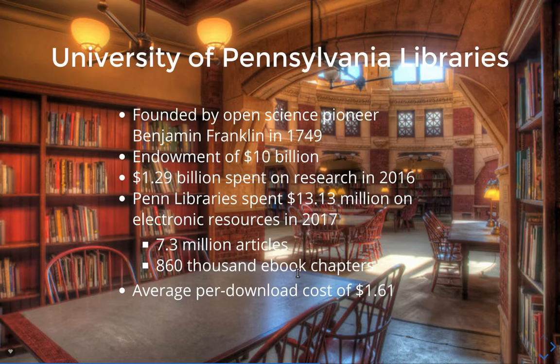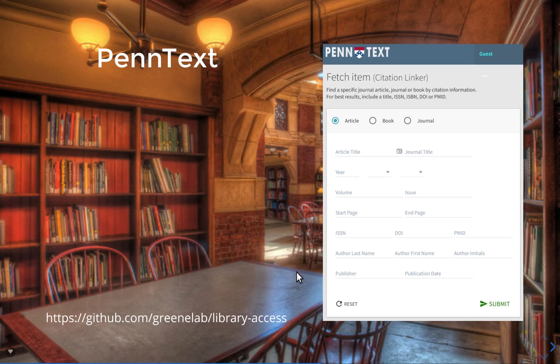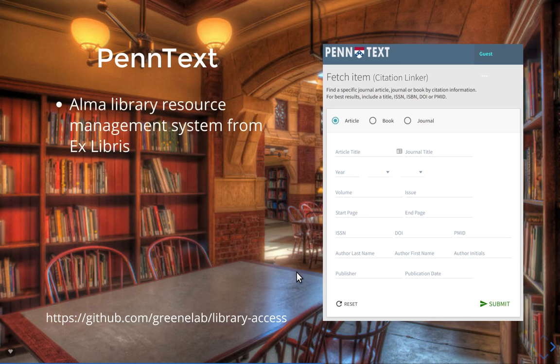So here we tried to use this Penn Tech system, which is Penn's automated system for fetching articles. It looks like this if you go on the internet, but it actually has an API, an automated programming interface, so we could do it automatically for a large number of articles. And this is based on the Alma Library Resource Management System from Ex Libris, which I saw a Penn person in the audience, so maybe it's used here. But it was a nice system because it enabled this type of API access.